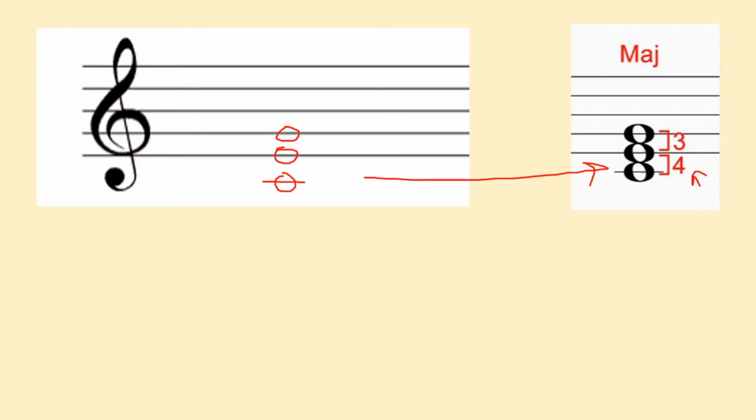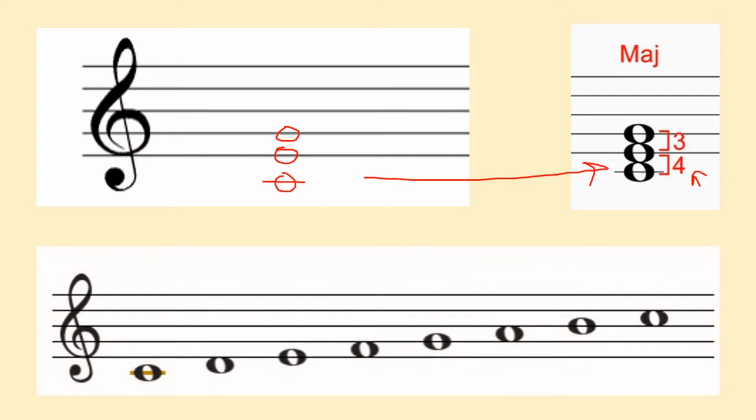If you don't like counting half steps, what you can do is take the first note, the third note, and the fifth note of a C major scale and stack them right on top of each other. This will make a C major triad. Now let's take a look at a minor triad.